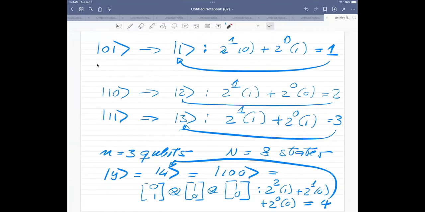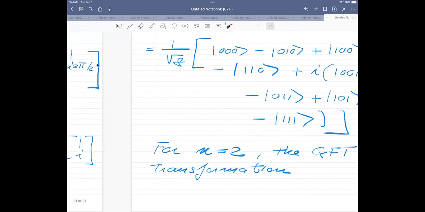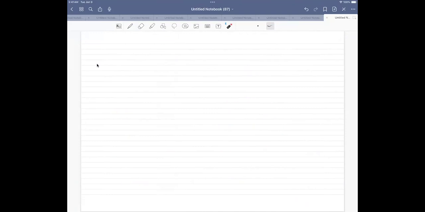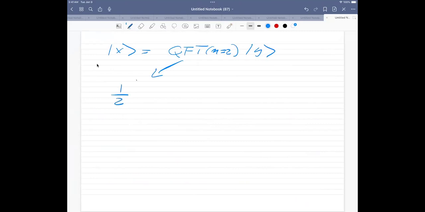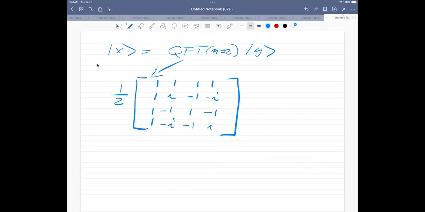This is going to be a 4x4 matrix. So what we get in that case is the following. We would have a vector x, which is given by this QFT with n equal 2 acting on a vector y. This matrix is simply going to be given by 1/2 times, simply putting in the values, 1, 1, 1, 1, and 1, i, minus 1, minus i, and 1, minus 1, 1, minus 1, and then 1, minus i, minus 1, and plus i. And this is simply to do with the powers of e to the 2 pi i divided by the number of states which we have.